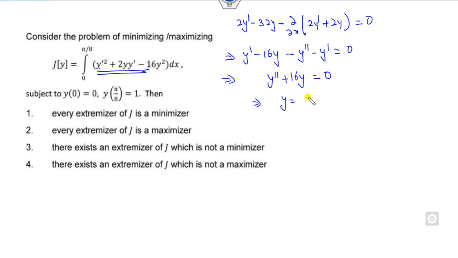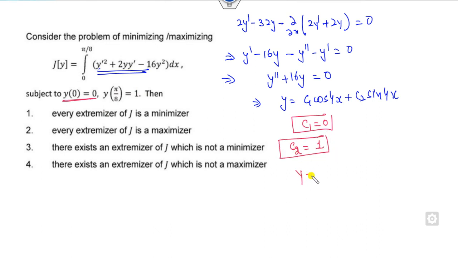So it means y is equal to c1 cos 4x plus c2 sine of 4x. Now y of 0 is 0, it means c1 is 0. y of pi by 8 is 1, it means c2 is 1. So the solution is sine of 4x.